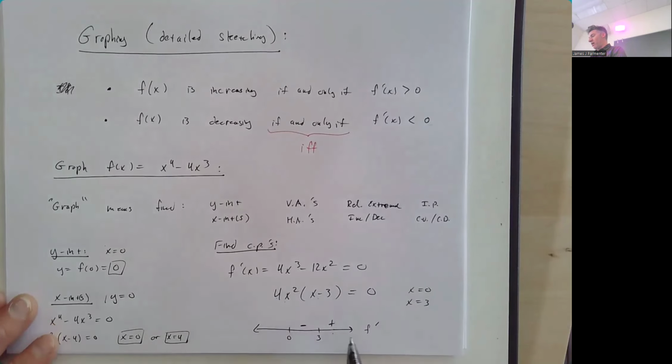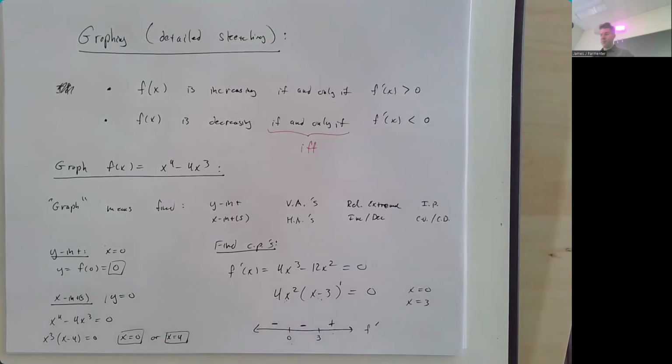Or you could have said, well, the 3 came from that factor has an odd power, so the sign's going to change. Similarly, 0 came from that factor, which is with an even power, the sign's going to stay the same. Or you could have plugged in -1, and -1 squared is positive, and -1 minus 3 is negative, and a positive times a negative is a negative.